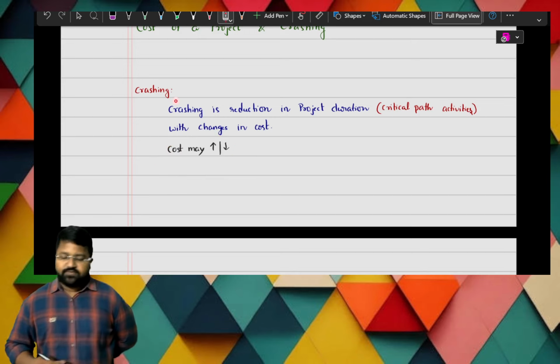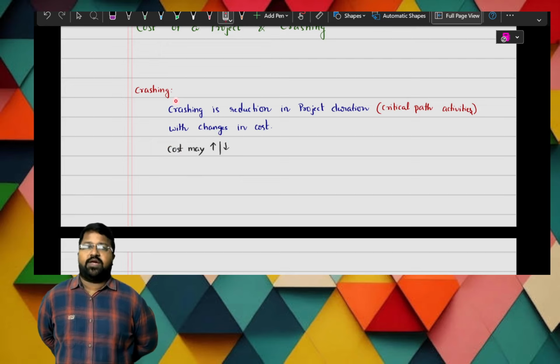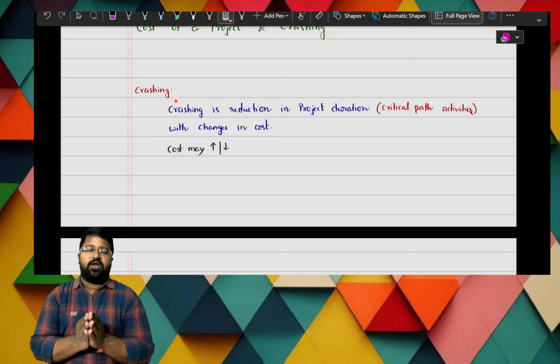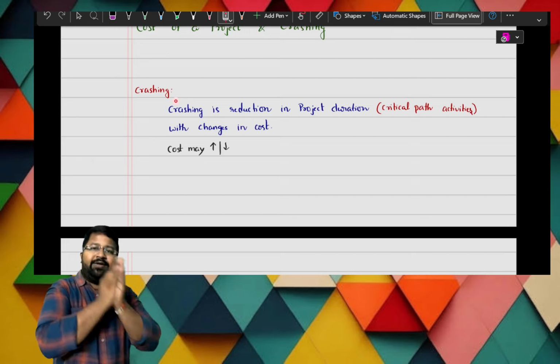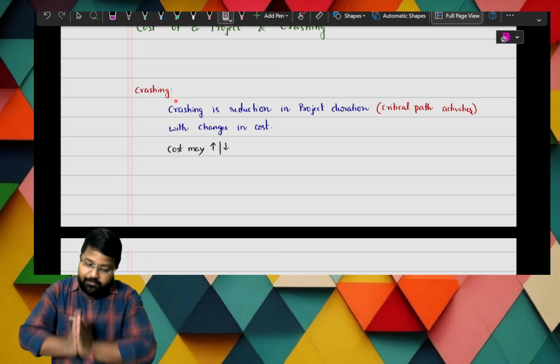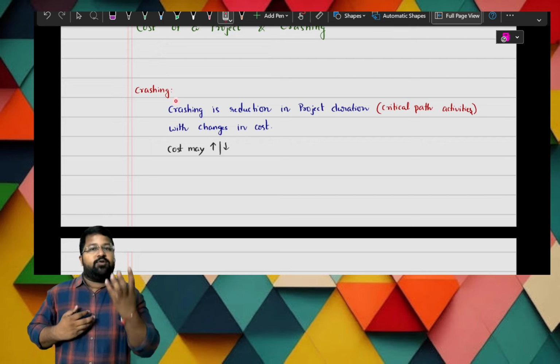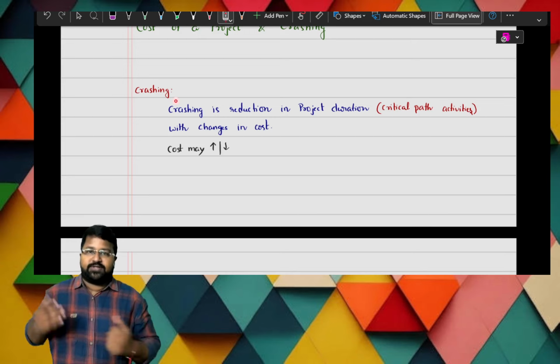So sometimes, what is the need of crashing, sir? Normally there are cases where, with the project duration, cost is not important. Whatever be the cost incurred, we want our project to be done on time. The project should be on time. Why? Because if you give a project on time, you will have a good brand image. Because of a good brand image, you will get more projects.